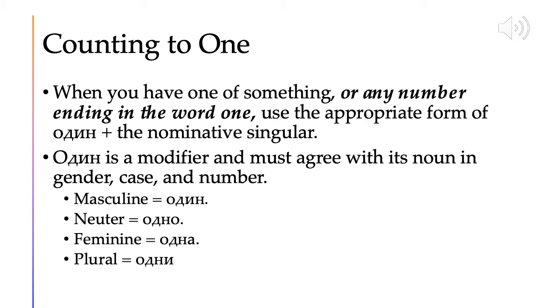And the word 1 is a modifier and has to agree with its noun in gender, case, and number. So the masculine form is going to be один. The neuter form is одно. The feminine form is одна, and the plural form is одни. And you might say to yourself, how can you have a plural of 1? Well, you can because there are things that are inherently plural in Russian, like часы, a watch or a clock, or очки, glasses. And when we are counting them or talking about them, and we need to use the modifier 1 in some way, then it needs to be in the plural, одни.